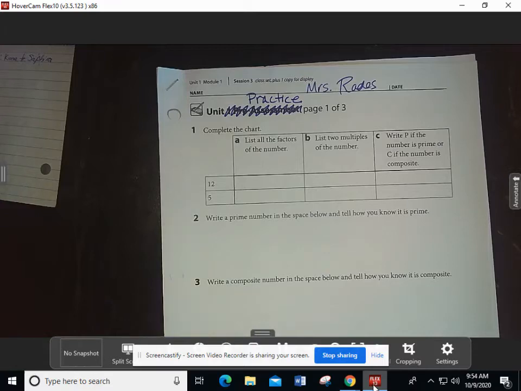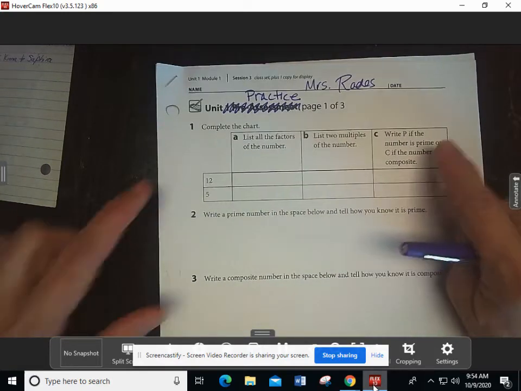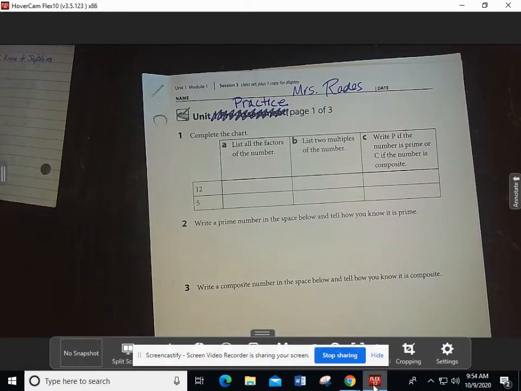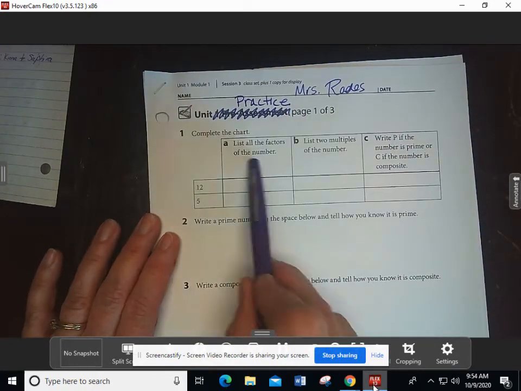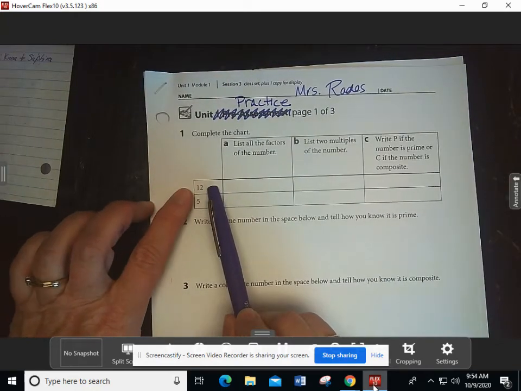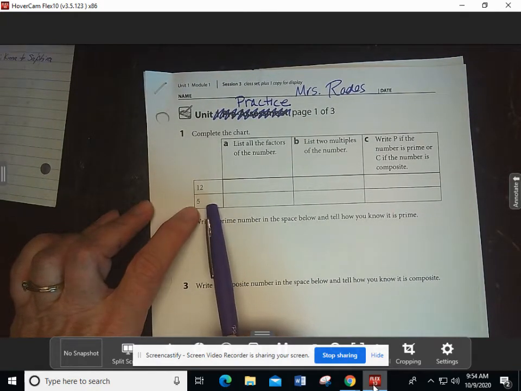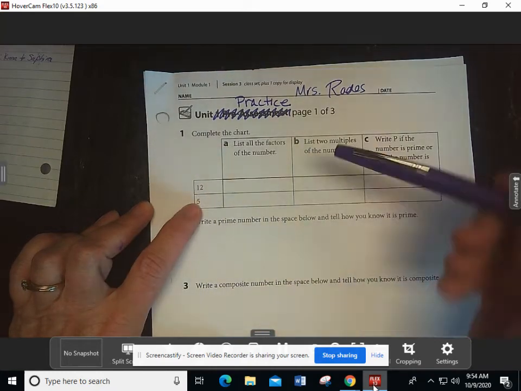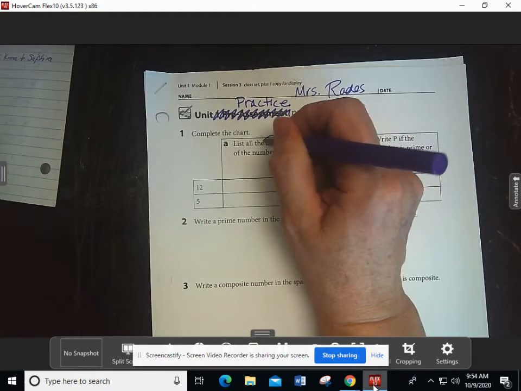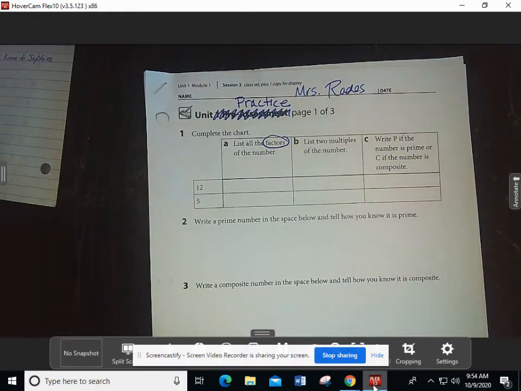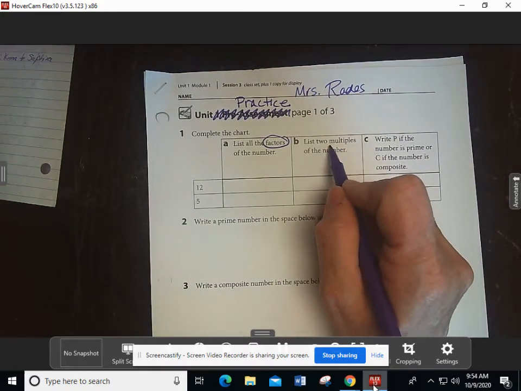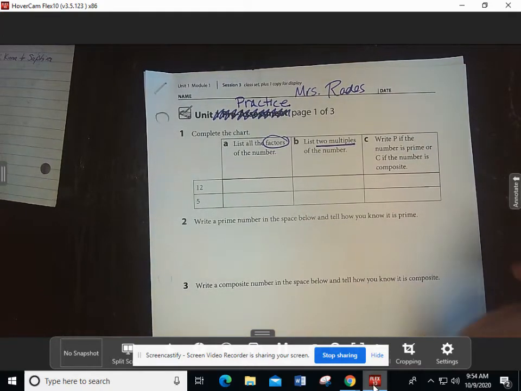So we will get as far as we can before we have gym class. So we're looking at this very first question, number 1. Remember, this was something that you had on a pre-test, or you had on a checkpoint earlier this week. So everybody out there now is going to try completing this. We have our numbers 12 and 5. So with the number 12, we need to list all of the factors. For the letter B in the middle, we need to list 2 multiples.